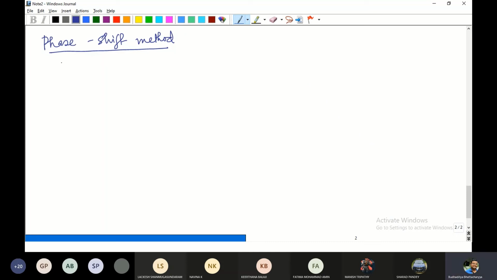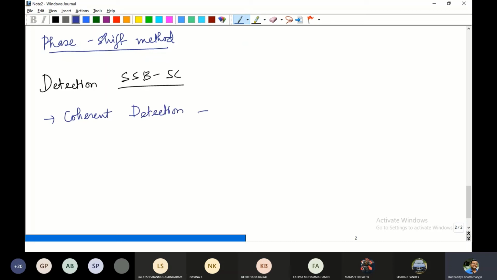Now let us quickly move into the last segment, which is naturally the receiver, or the detection of SSB-SC. In AM and DSB-SC, everywhere we have to detect as well. When we are transmitting something, we have to detect as well. The most common technique usually used for the detection of SSB is called coherent detection, the same thing that we had already discussed. I told you in the previous class as well that coherent detection will be used in some other techniques too. So this is the basic technique.